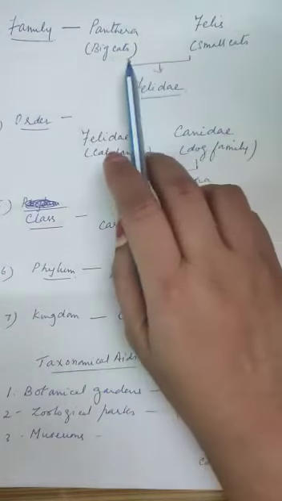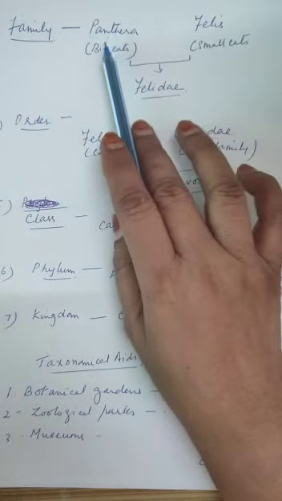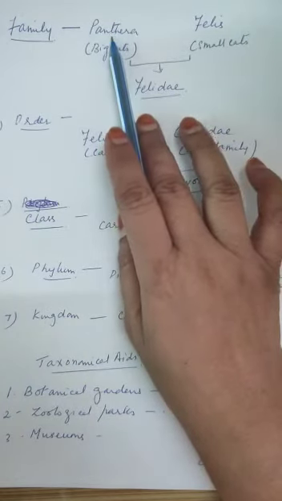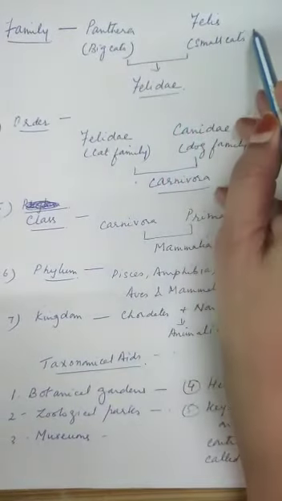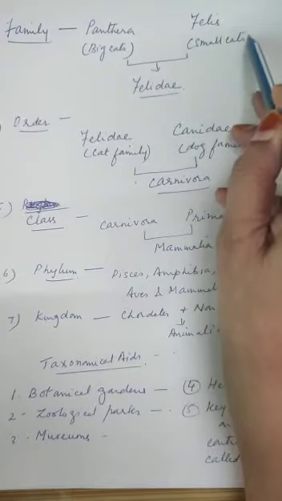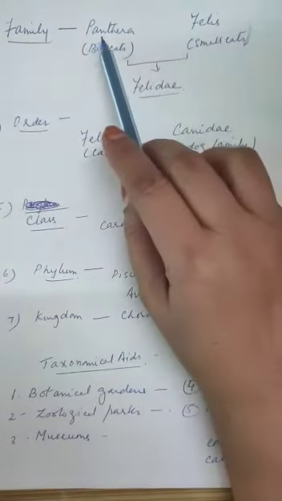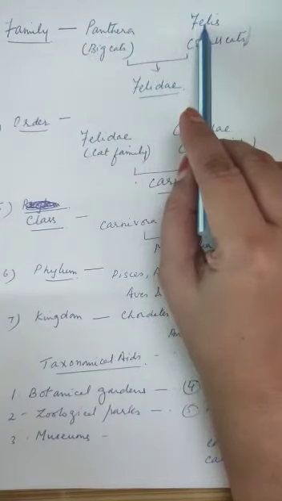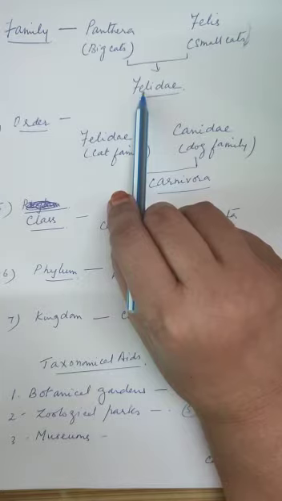So here the example that I have shown is that all kinds of big cats come under Panthera, and the small cats come under the genus Felis. Okay, so Panthera and Felis are put in the same family, that is Felidae.